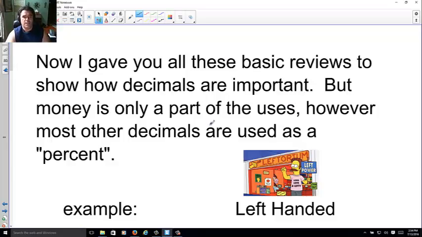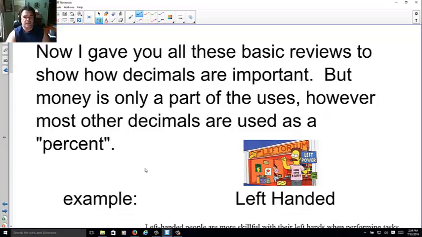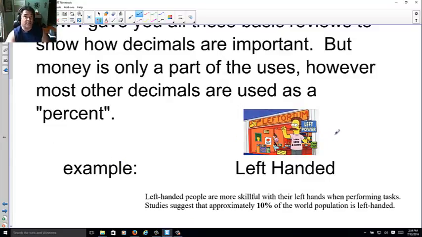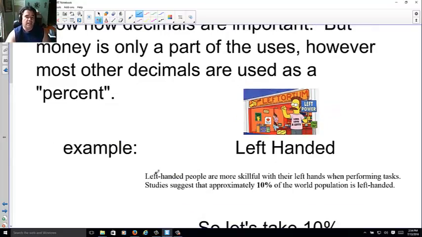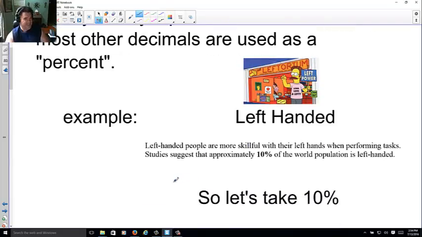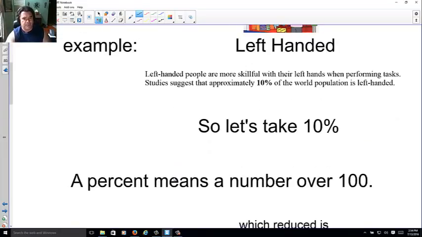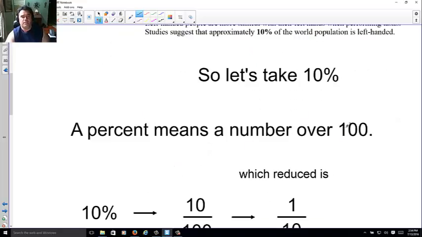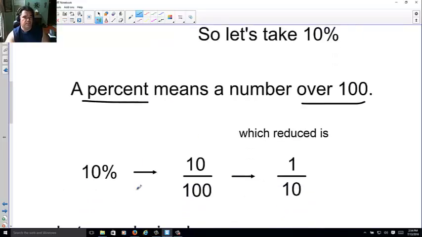However, most other decimals are used as a percent. For example, left-handed folks, such as Ned Flanders in The Simpsons. Left-handed people are skillful with their left hands when performing tasks. Studies suggest that approximately 10% of the world is left-handed. So let's take 10%. A percent means a number over 100. So when you see the word percent, it just means over 100. So 10% means 10 over 100. Not exactly something you haven't seen before. And 10 over 100, as we're going to cover later, makes 1 over 10.